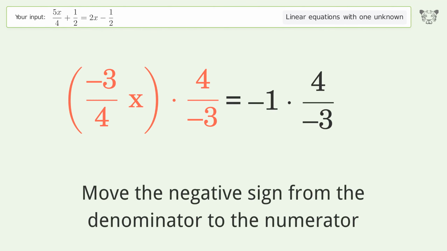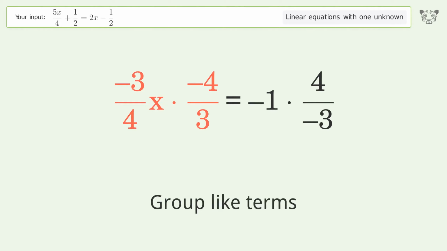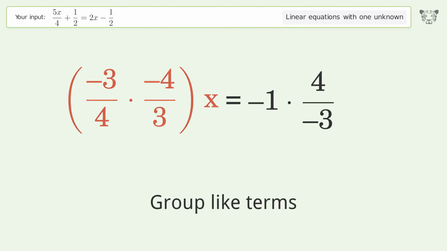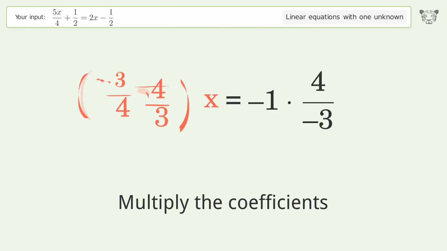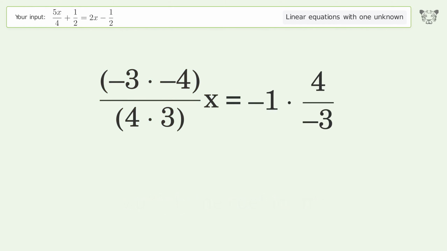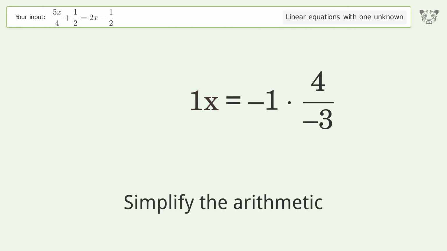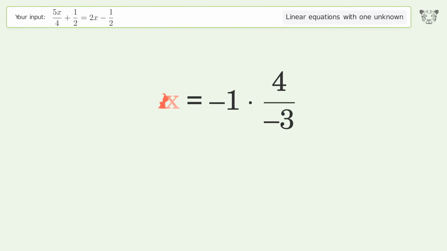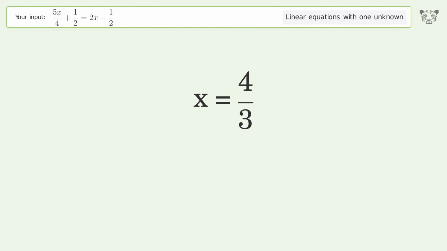Move the negative sign from the denominator to the numerator. Group like terms. Multiply the coefficients. Simplify the arithmetic. Cancel out the negatives. And so the final result is x equals 4/3.